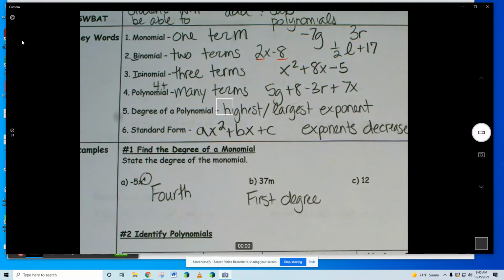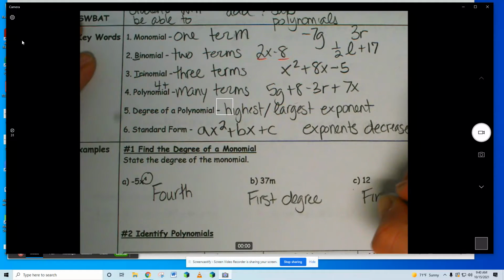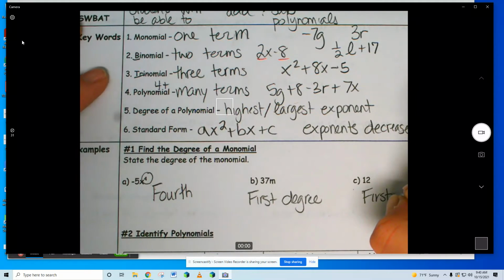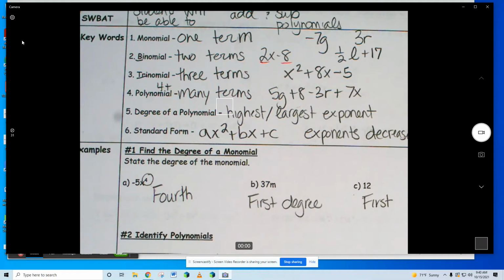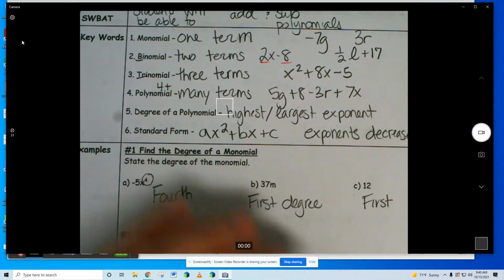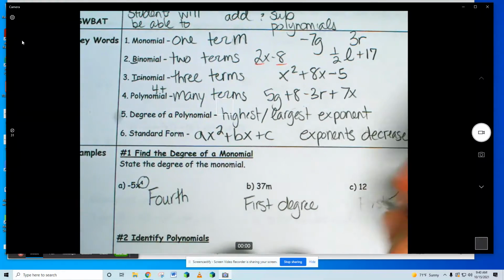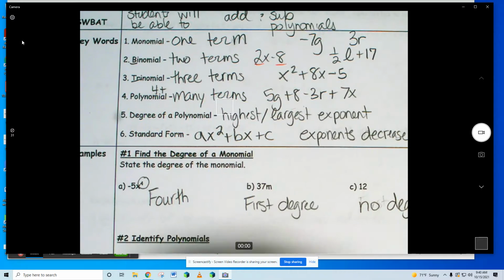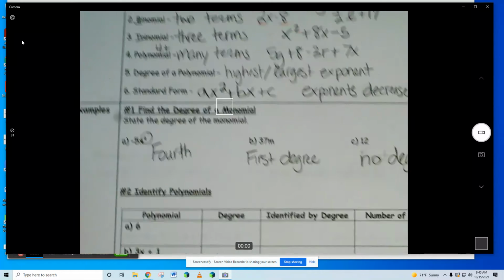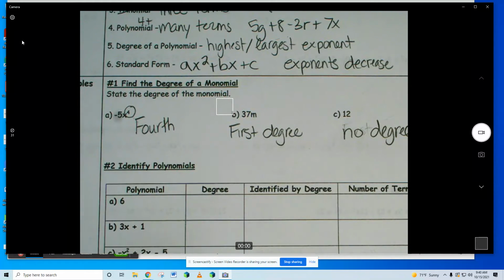And then what about the 12? Does that have an exponent? No, but it's still the first degree. Well, there's no degree. It has to have a variable to have a degree, guys. No degree. Okay.